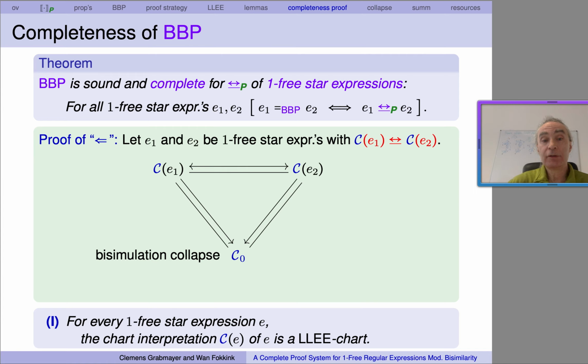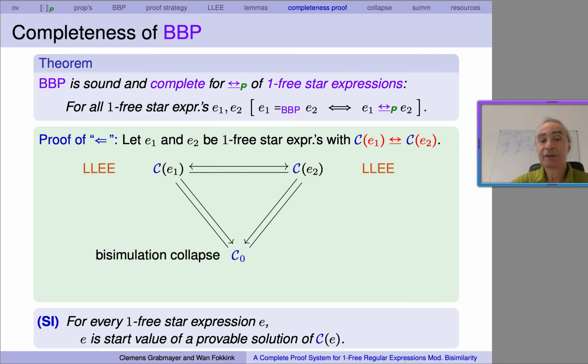Now, the first lemma said that for every one-free star expression, the chart interpretation is a LEE chart. From that we can conclude that C of E1 has the property LEE and C of E2 is a LEE chart. Then we know that for every one-free star expression E is the start value of a provable solution. So we can find that E1 is the start value of a solution of C of E1 and E2 is the start value of a solution of C of E2.